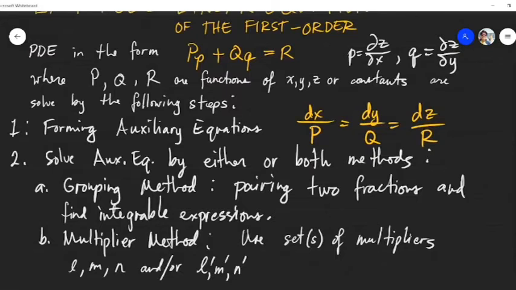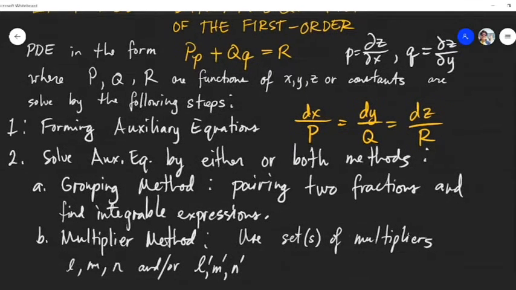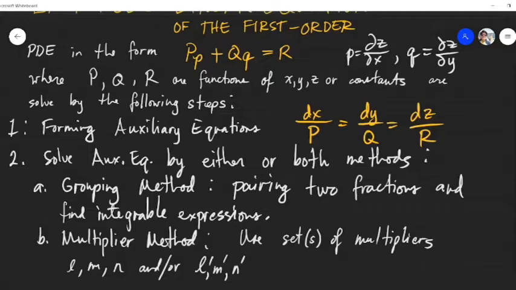And we're going to solve these auxiliary equations by either or both methods. So that means we can do one of these twice, or two of them. Okay? So either you use the grouping method twice or the multiplier method twice, or you can use grouping and multiplier in the same problem. Okay? That is, we are going to find arbitrary constants. So that is our goal.